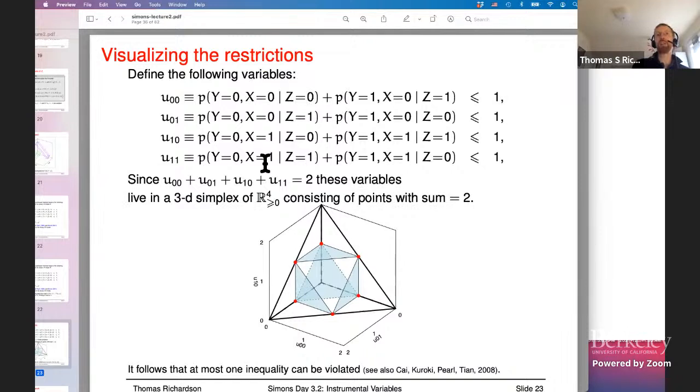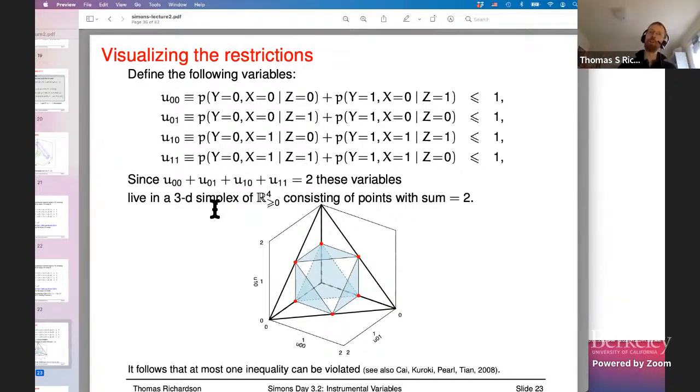If we take the left-hand sides of these inequalities, we could define new variables corresponding to each one of them. Because we've got all of the possible values for Y and X when Z is zero, and all possible values when Z is one, if we add up all of these, they sum to two. So these quantities have to live in the simplex of points that add up to two. And then these inequalities cut out this little octahedron inside it.